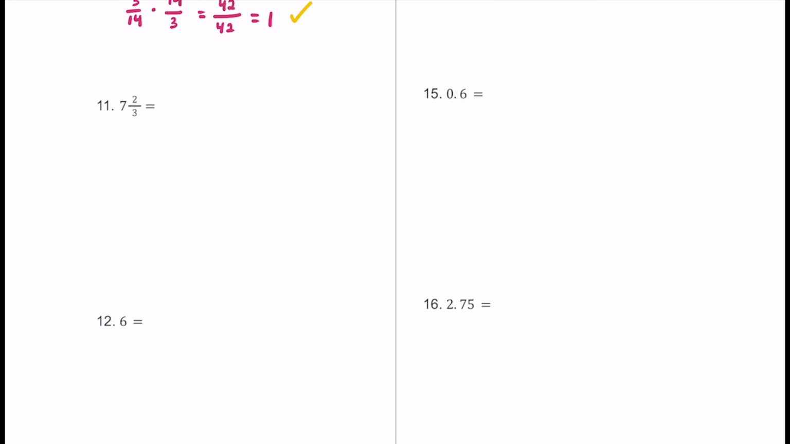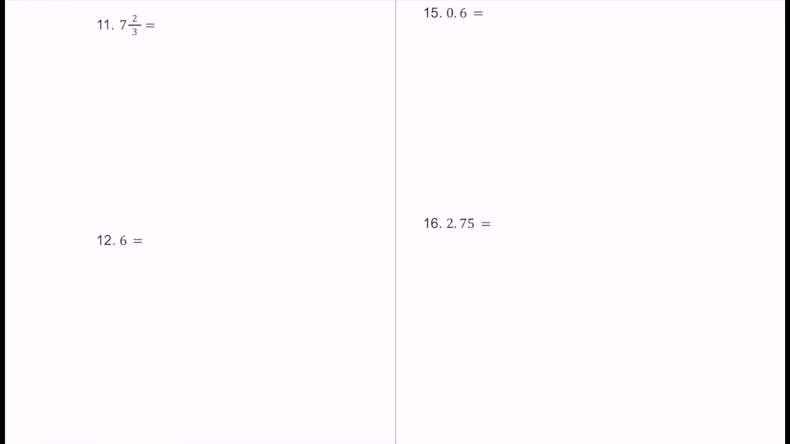Moving on to 11, we have 7 and 2/3. That's a mixed number, right? So we can't use this right away. If you have 7 of these thirds, that's going to be 21 thirds, right? Total 21 thirds plus 2 more thirds. That should be 23 thirds. So this would be the equivalent, 23 thirds. If we want to find the reciprocal of this, we flip it upside down. That'll be 3 over 23. And I think that's it, right? Because that's a proper fraction, so we can't do anything else to it.